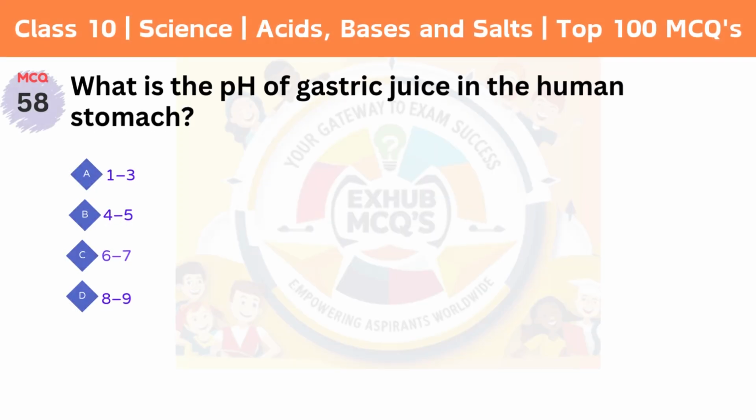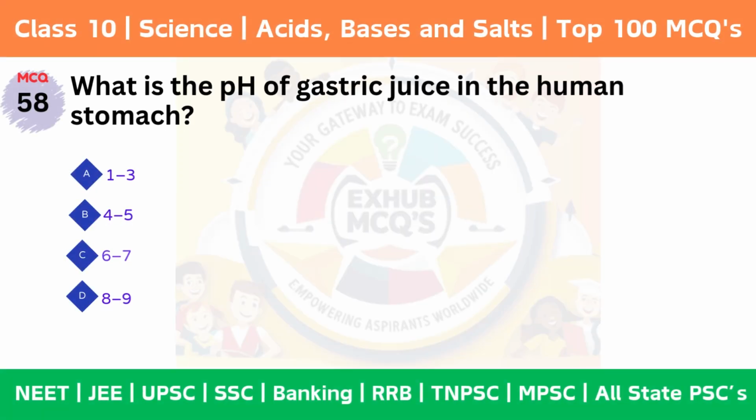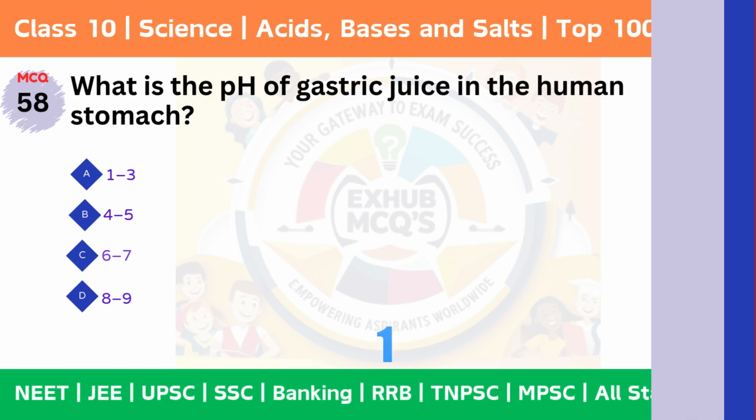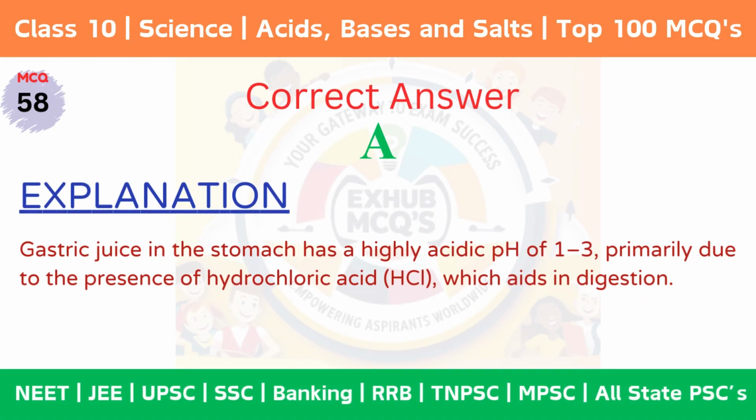MCQ 58. What is the pH of gastric juice in the human stomach? Option A, 1 to 3. Option B, 4 to 5. Option C, 6 to 7. Option D, 8 to 9. The correct answer is option A, 1 to 3. Explanation: gastric juice in the stomach has a highly acidic pH of 1 to 3 due to the presence of hydrochloric acid, HCl, which aids in digestion.